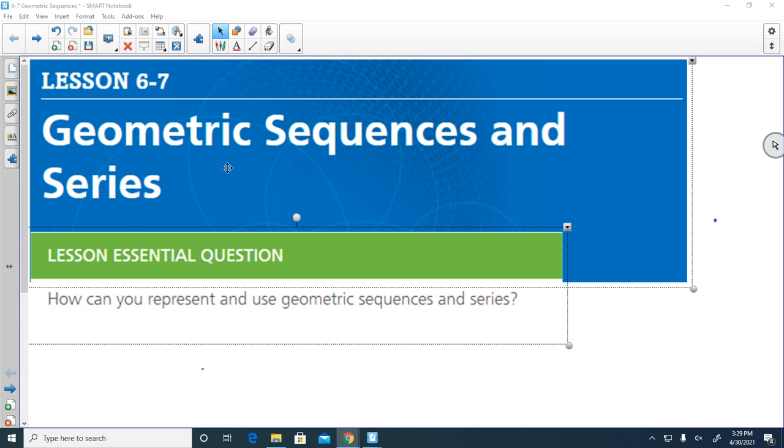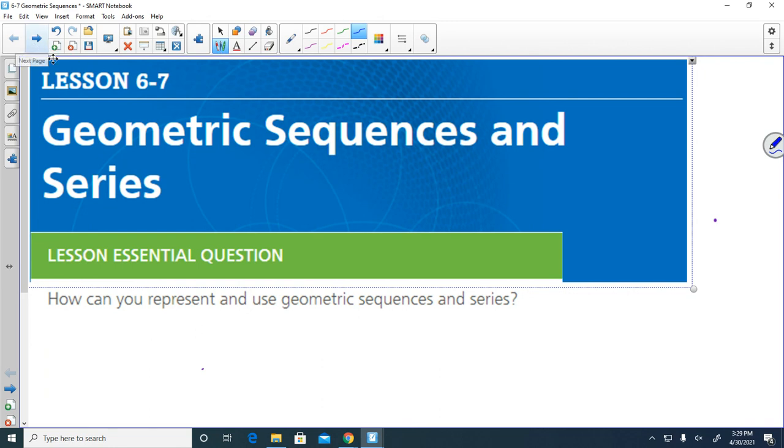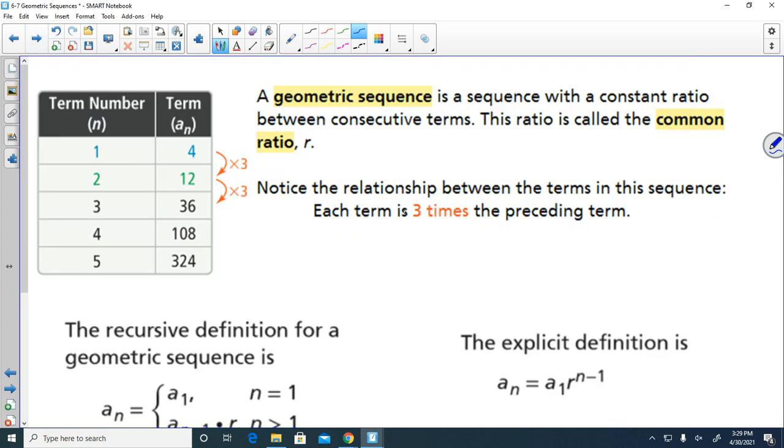Everybody, today we are going to be talking about geometric sequences. We'll look at how we can represent geometric sequences and how we can use those representations to solve problems. So what exactly is a geometric sequence?